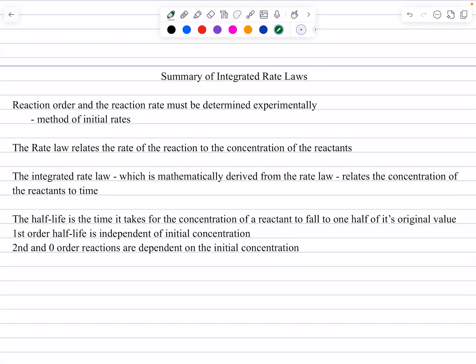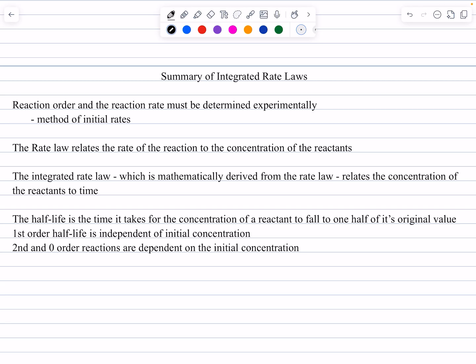Hey guys, we want to talk about integrated rate laws. We want to summarize our kinetic relationships in this one. First, the reaction order and the reaction rate must be determined by experiment, the method of initial rates. Okay, what does that mean?